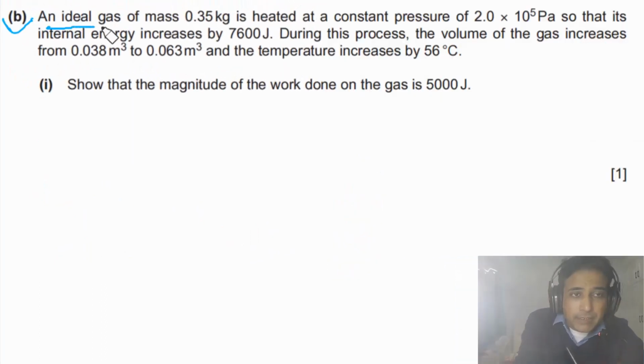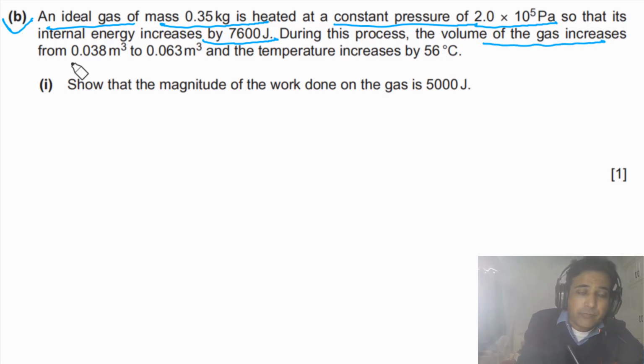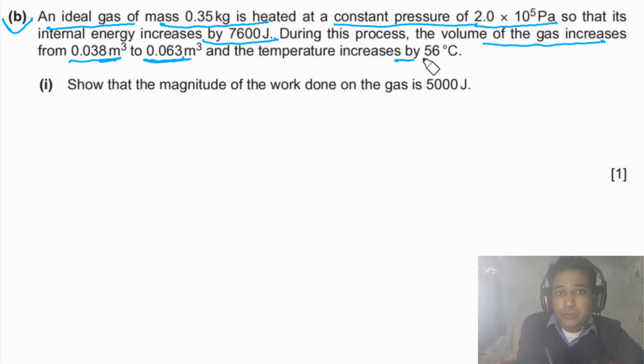Part B says, an ideal gas of mass 0.35 kg is heated at a constant pressure of 2.0 times 10 to the power 5 pascals, so that its internal energy increases by 7,600 joules. During this process, the volume of the gas increases from 0.038 cubic meters to 0.063 cubic meters, and the temperature increases by 56 degrees Celsius. Show that the magnitude of the work done on the gas is 5,000 joules.